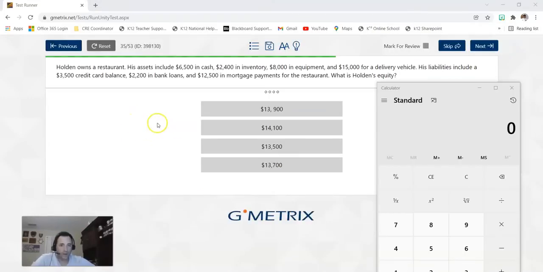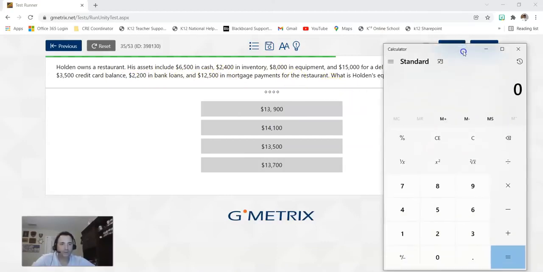Here we go with another equity question. Holden owns a restaurant. His assets include $6,500 in cash, $2,400 in inventory, $8,000 in equipment, and $15,000 for a delivery vehicle. His liabilities include a $3,500 credit card balance, $2,200 in bank loans, and $12,500 in mortgage payments for the restaurant. What is Holden's equity?